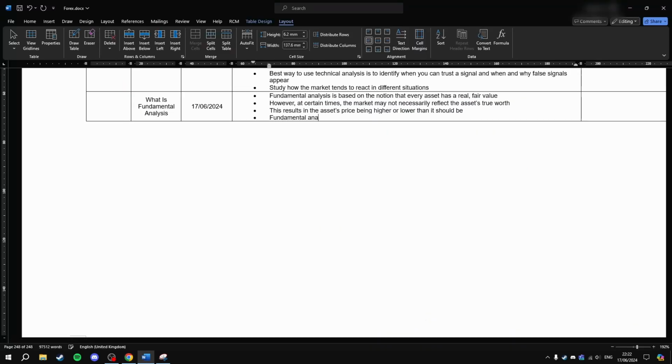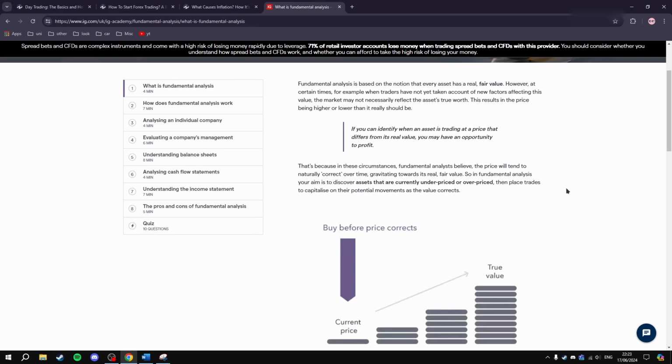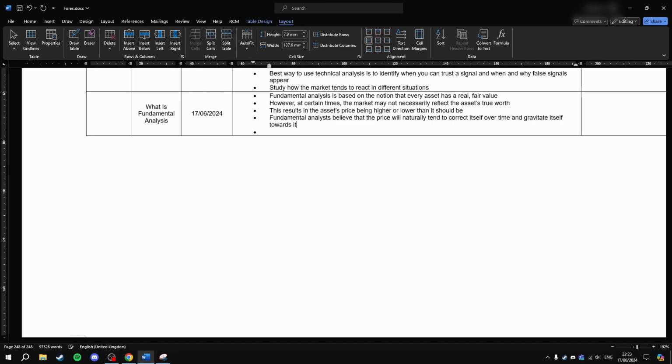Fundamental analysts believe that the price will naturally tend to correct itself over time, gravitating towards its real fair value.